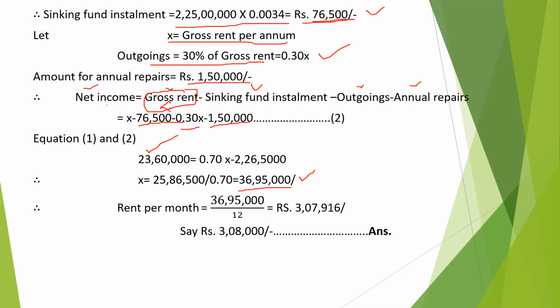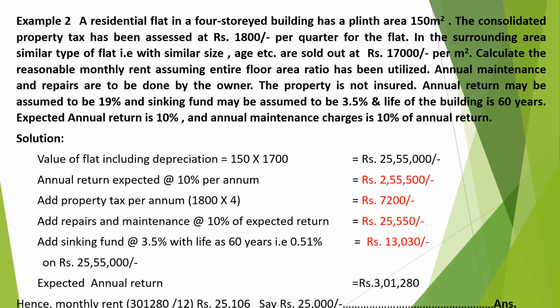So this is the annual gross rent basically. To calculate the rent per month, you divide it by the number of months, that is 12. So gross rent per month is 3 lakh 7,916, say 3 lakh 8,000 per month. So in this way you can calculate the standard rent of a building. We will take some other examples to make things clear.